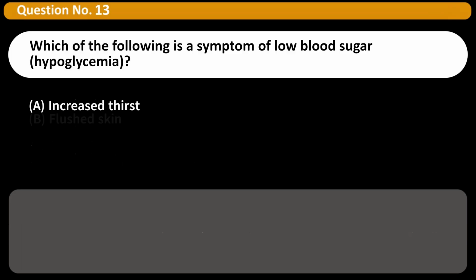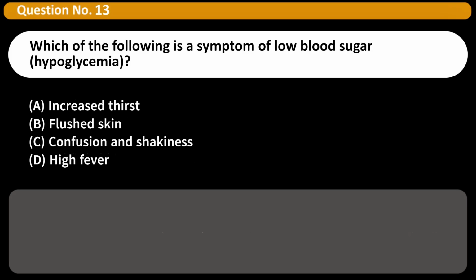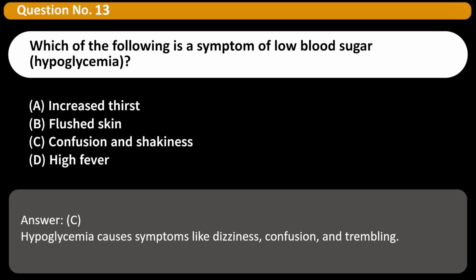Which of the following is a symptom of low blood sugar, hypoglycemia? A. Increased thirst. B. Flushed skin. C. Confusion and shakiness. D. High fever. Answer: C. Hypoglycemia causes symptoms like dizziness, confusion, and trembling.